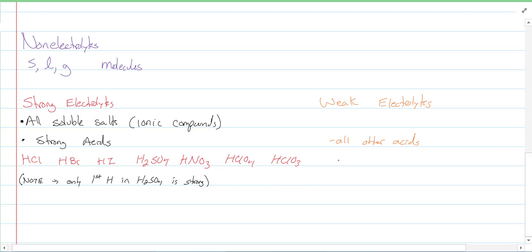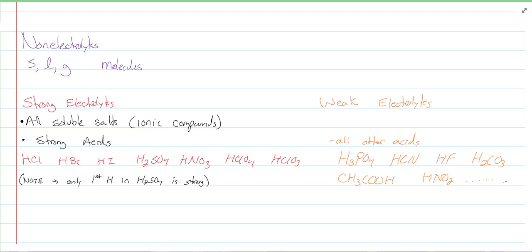So what are some of the weak acids? H3PO4, HCN, HF, H2CO3, CH3COOH, HNO2, on and on. Now, at this point, I usually like to reiterate all that strong and weak means is how well they conduct electricity, not how dangerous or toxic or how you have to handle it.